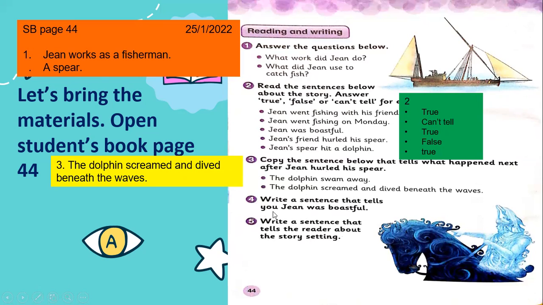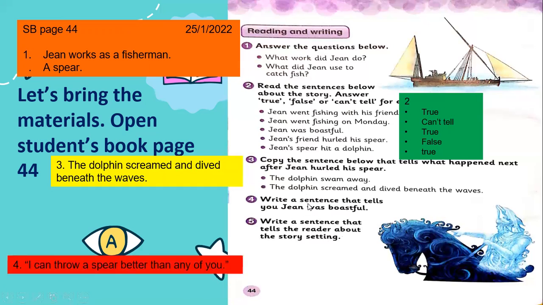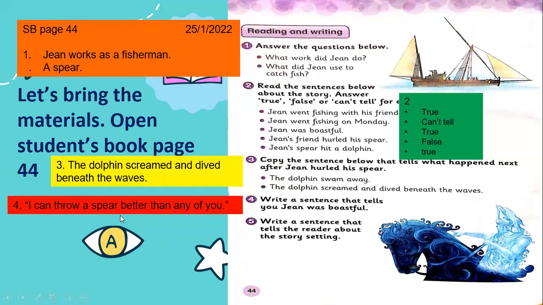Let's try to answer number 4. Write a sentence that tells you Jean was boastful. I know it wasn't clearly stated that Jean was boastful, but do you think Jean was boastful? If you think he was boastful, tell me. And if you say no, also tell me why you said no. For here, I think Jean was boastful because he said to his friends, I can throw a spear better than any of you. That is being boastful.